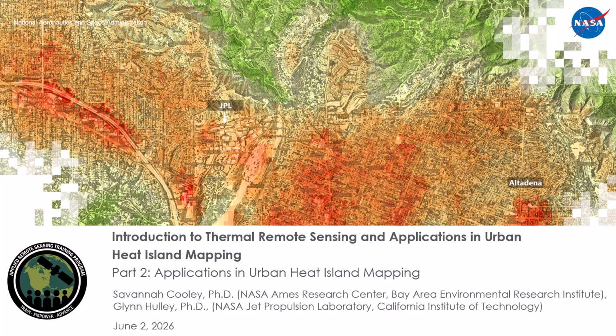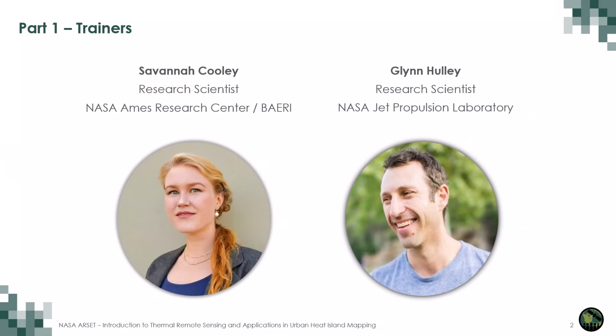My name is Savannah Cooley. I'm a researcher at NASA Ames Research Center with the Bay Area Environmental Research Institute in Mountain View, California, and I'm a trainer with the ARSET Ecological Conservation Team. We have 2 instructors for part 2, myself and our guest instructor, Glyn Hulley, who is a research scientist in the Earth Science section of NASA Jet Propulsion Laboratory.